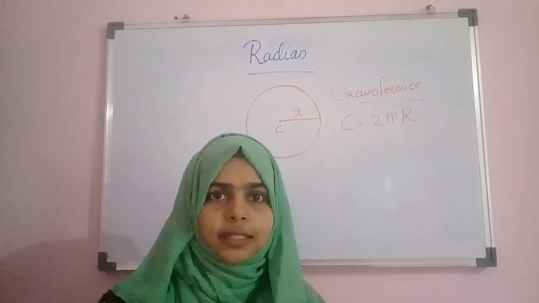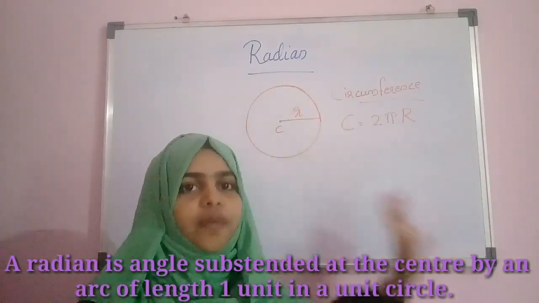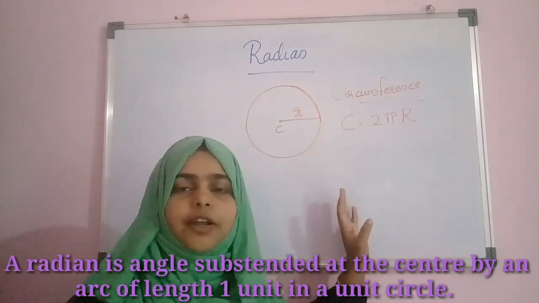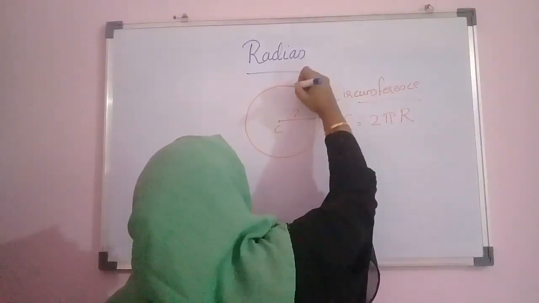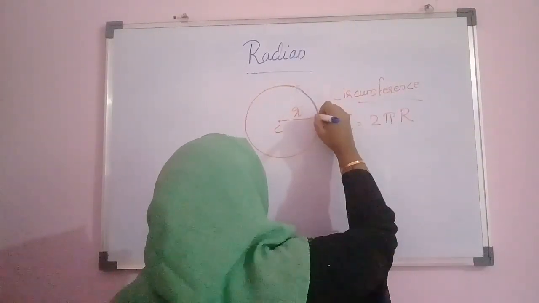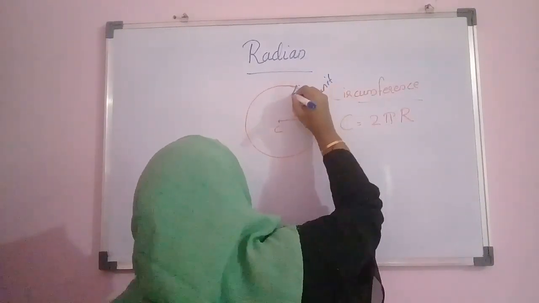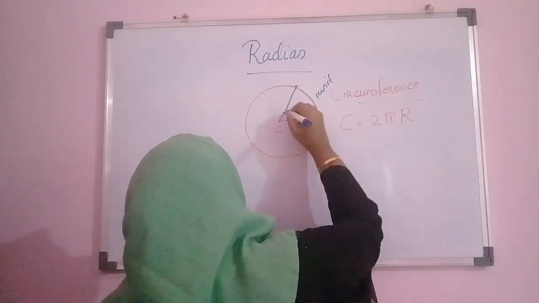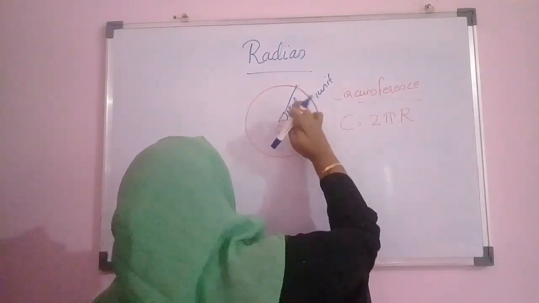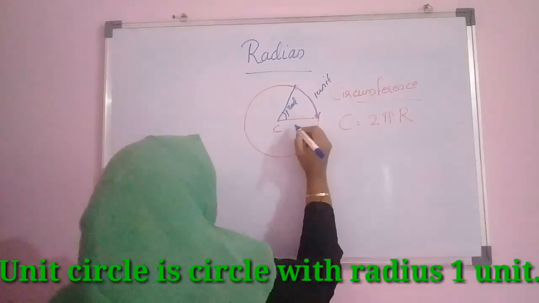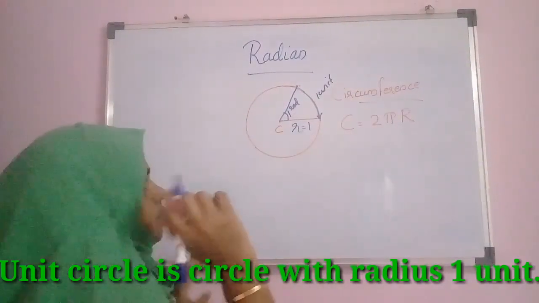A radian is the angle subtended by an arc length of 1 unit at the center of a unit circle. Suppose this is an arc length of 1 unit. It subtends an angle of 1 radian at the center. So this is a unit circle, isn't it? In a unit circle, r will be 1.